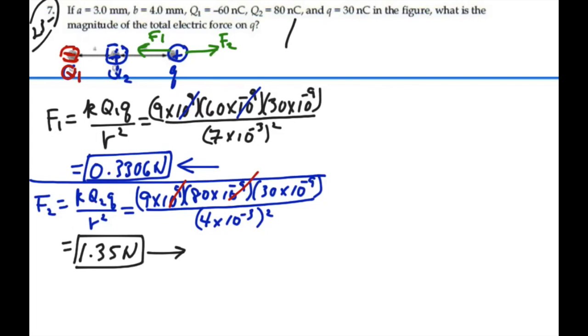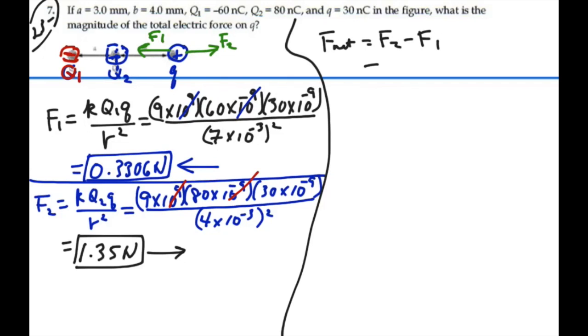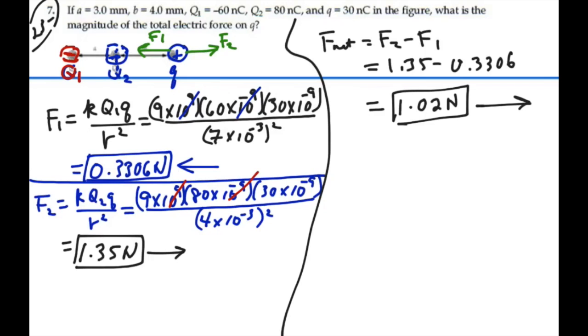So we have these two competing forces, one to the right, one to the left, and the one to the right is larger. So we're going to go in that direction. So our net force on little q is going to equal F2 minus F1. That's going to be 1.35 minus 0.3306, and that's going to equal 1.02 newtons. And our net force will be to the right.